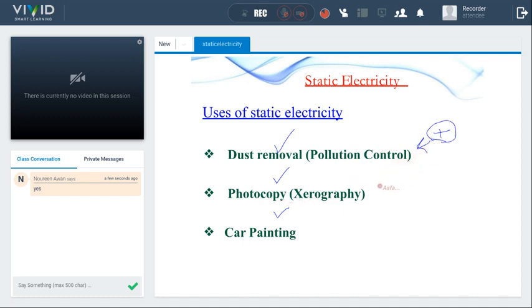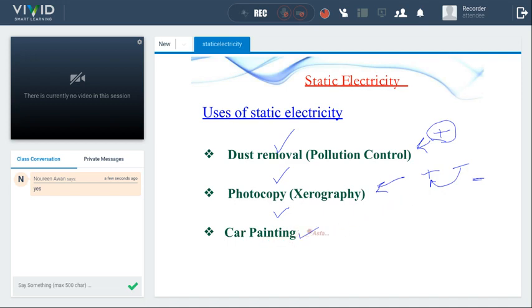Similarly, in a photocopy machine, as you have studied in different concepts, the drum gets a positive charge and the toner gets a negative charge. That's why the black toner sticks to the picture and we get a print of that object that we have put on the lens.